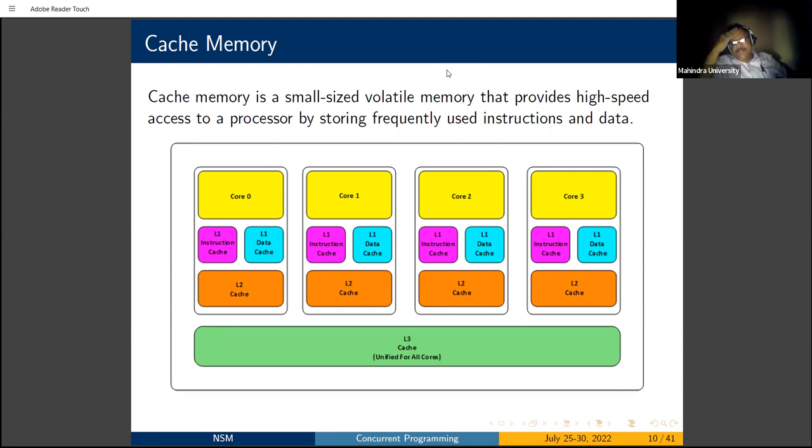When you look at the definition, cache memory is a kind of volatile memory that provides high speed access to a processor by storing the frequently used instructions and data. What is the meaning of frequently used instructions and data? To understand this, I developed a very simple program. With the help of that particular program, you can understand the importance of the cache memory.